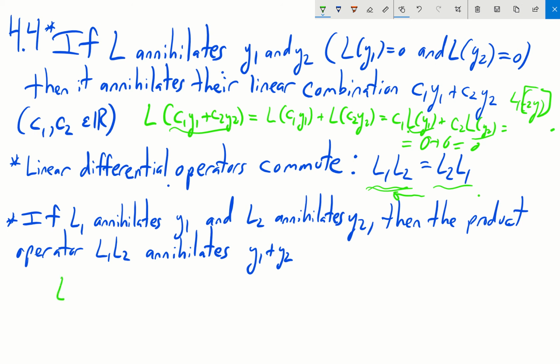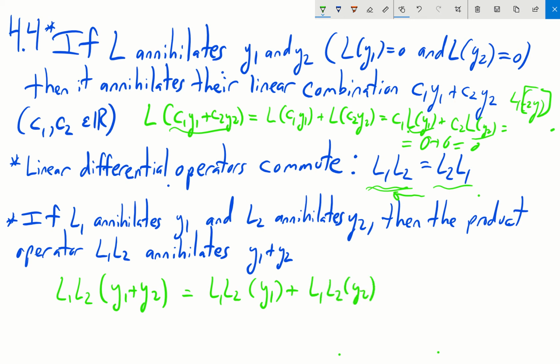To see why that's true, let's go ahead and apply this product operator to the sum of these two functions. Or you could even do the linear combination with constants in front. But again, these are linear, so this would be L1 L2 of y1 plus L1 L2 of y2. Now remember, these things commute, so I can change the order here for the first part and call this L2 of L1 of y1 plus, here, because L2 annihilates y2, this simply becomes L1 of 0. And that's just going to be 0.